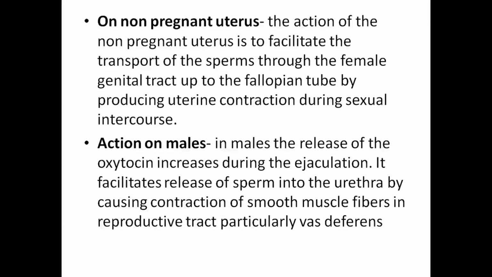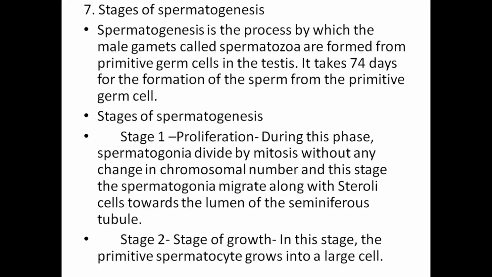On the non-pregnant uterus, the action is to facilitate the transport of sperms through the female genital tract to the fallopian tube by producing uterine contraction during sexual intercourse. Action on male: released oxytocin increases during ejaculation. It facilitates release of sperm into the urethra by causing contraction of smooth muscle fibers in the reproductive tract, particularly the vas deferens.